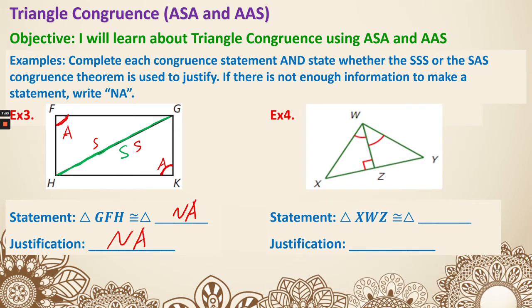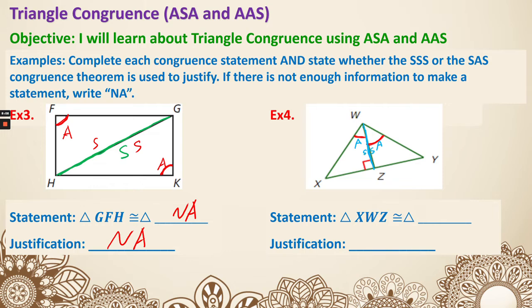So not enough information. We will write NA for example 3. Next, example 4. Let's see, this time we have one pair of angles. Great, good start. And we also have this shared line right here. So we at least have the angle, we have the side, perfect.